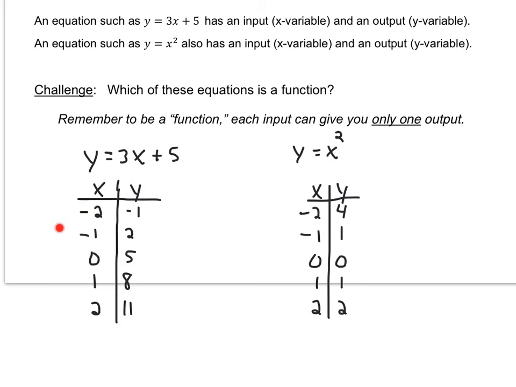So for every x, I only get one y. So if you match those up, you can see.